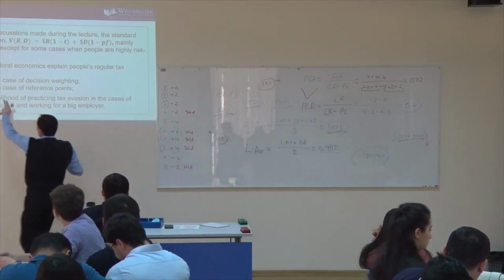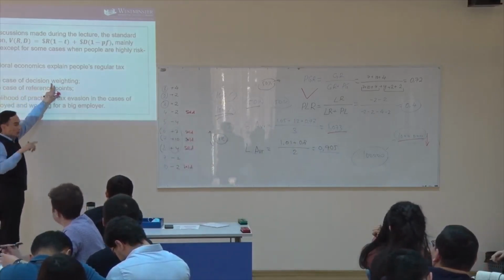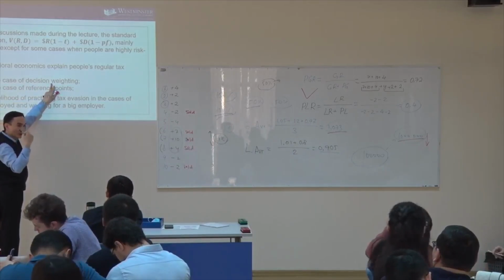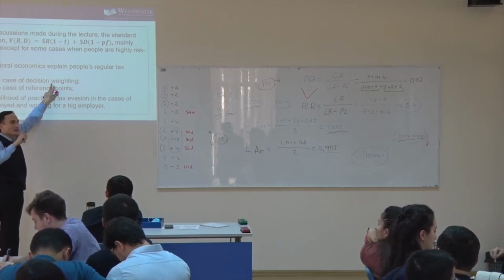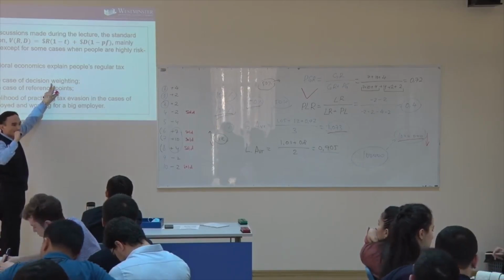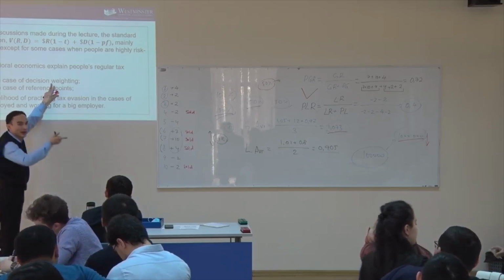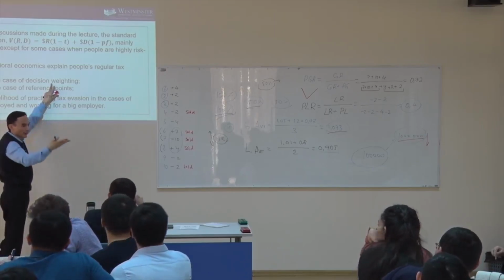First one, explain in the case of decision weighting. Even though there is a 1% probability of being audited by tax officers, tax authorities, people see it as something very large. Not 1%, I think it's 20%. So therefore they are afraid and they pay. This is one reason. The probability is low, but they are overweighting probabilities.